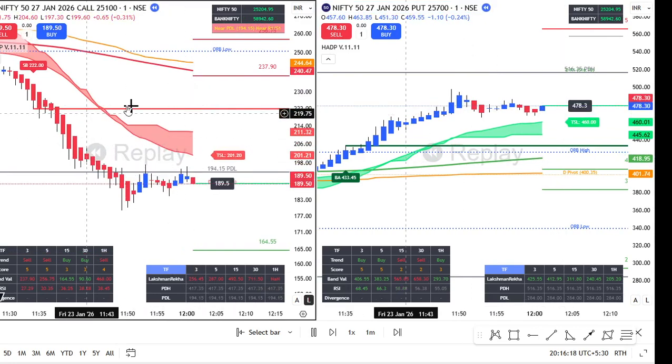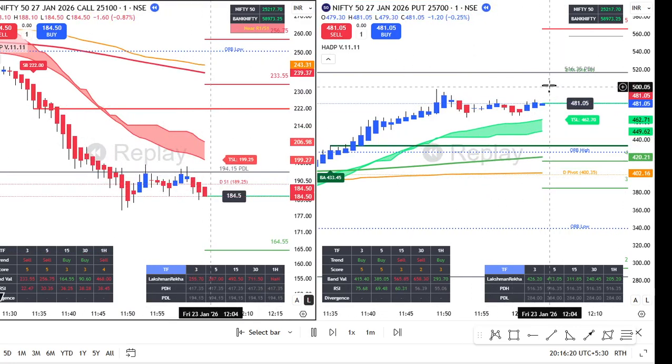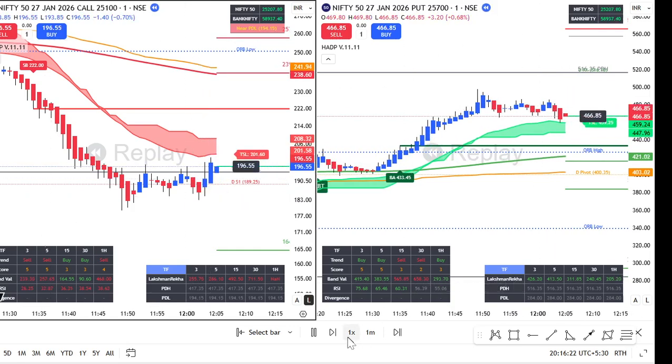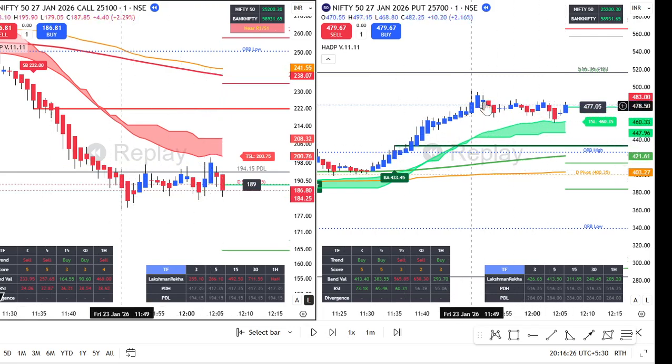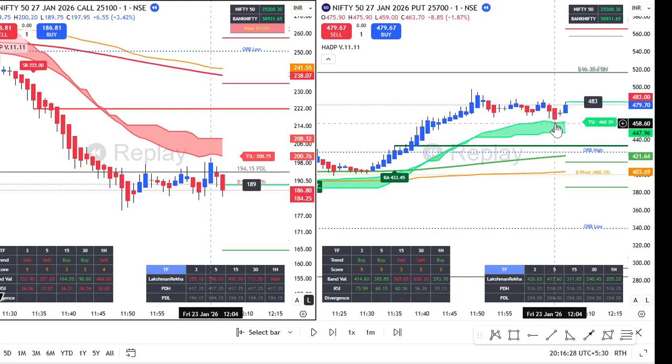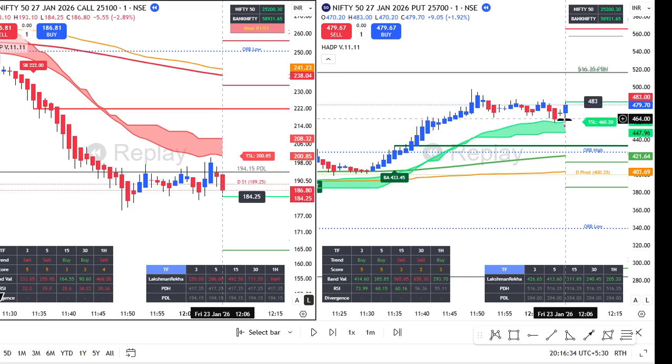The call side is also not printing any buy now. Okay, now look at what happened. Now here, see how this cloud is working. The candle touched the cloud, it did not close inside the cloud. The moment it closes inside the cloud, it will give you an exit condition. It touched, but you have to wait for the candle to close. It has not yet closed, it went up. Right, now let us watch.